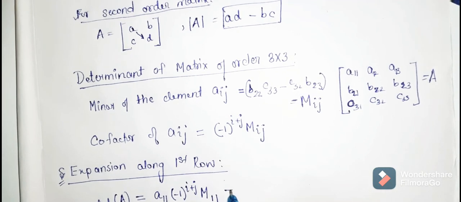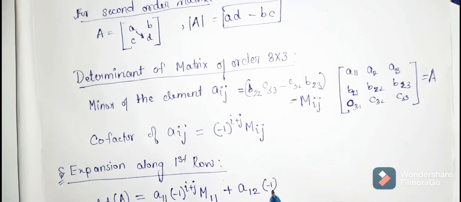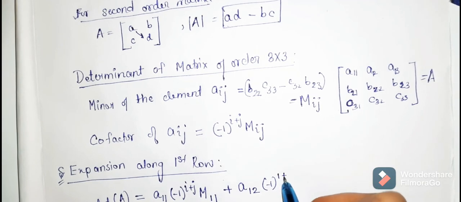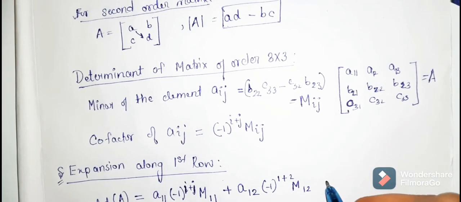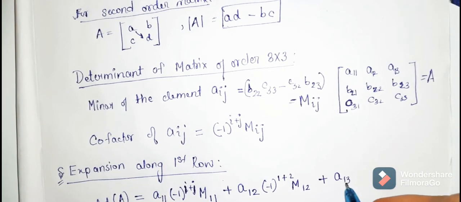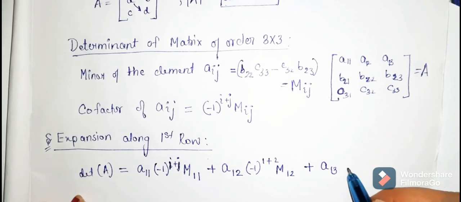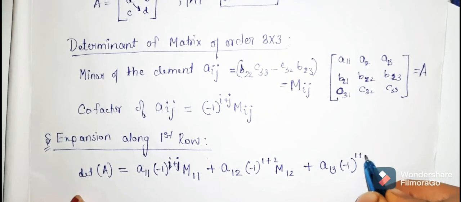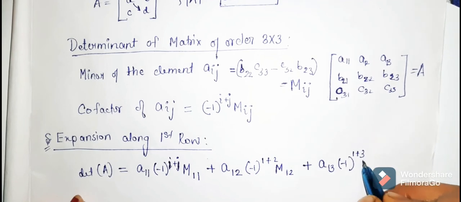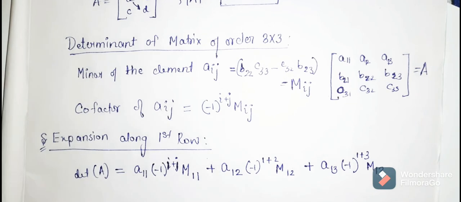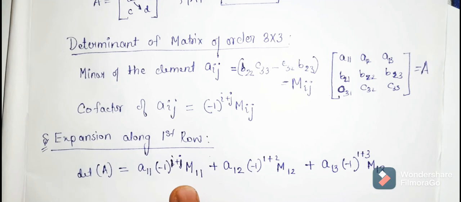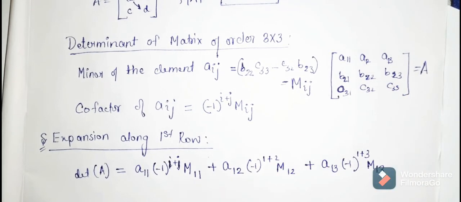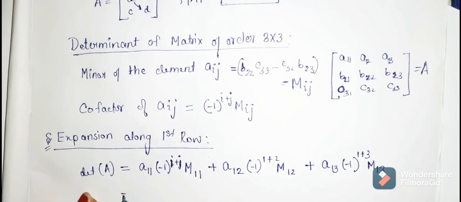Then plus A12 times (-1) to the power 1 plus 2, and M12, plus A13 times (-1) to the power 1 plus 3 and M13. What are your M11, M12 and M13? M11 is your minor, and the minor M11 you can find by solving the determinant.